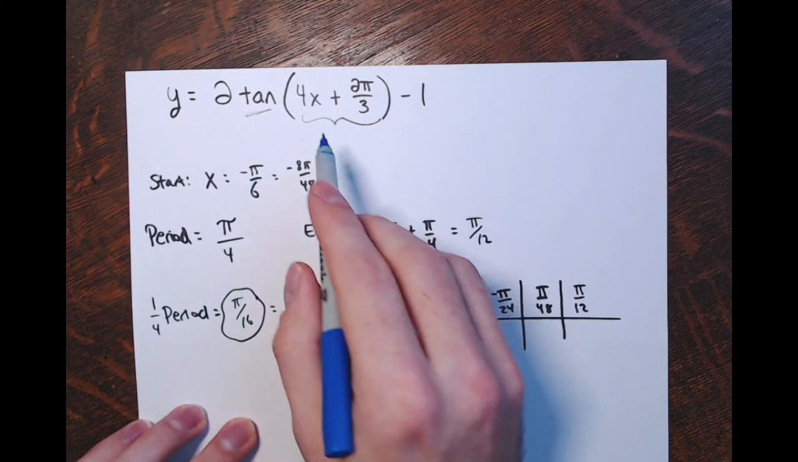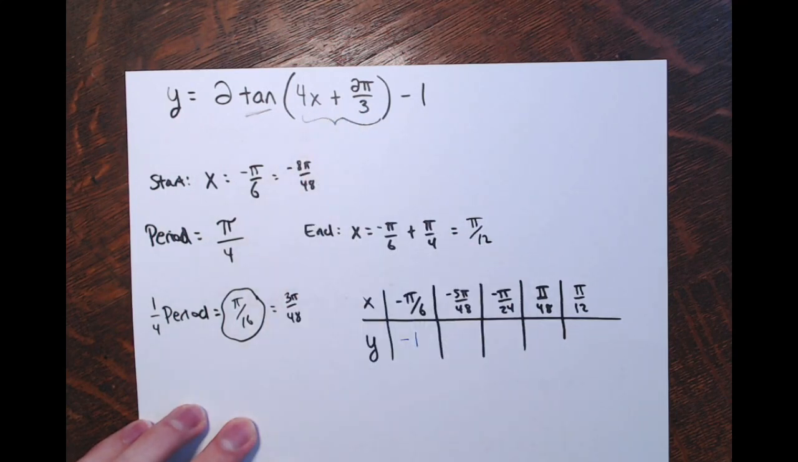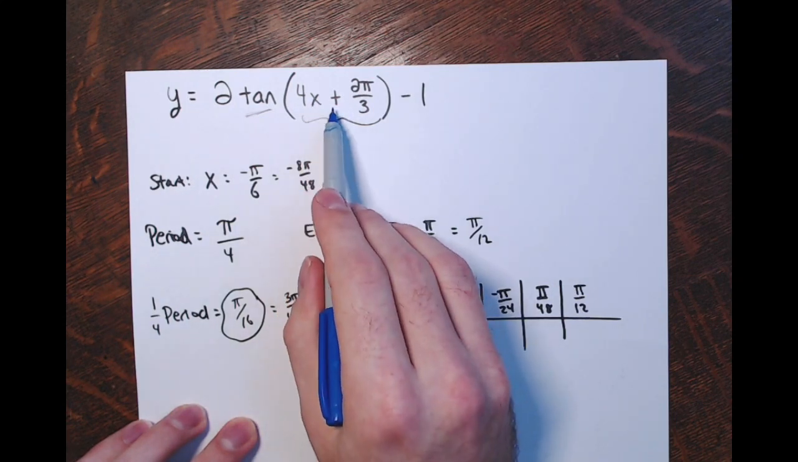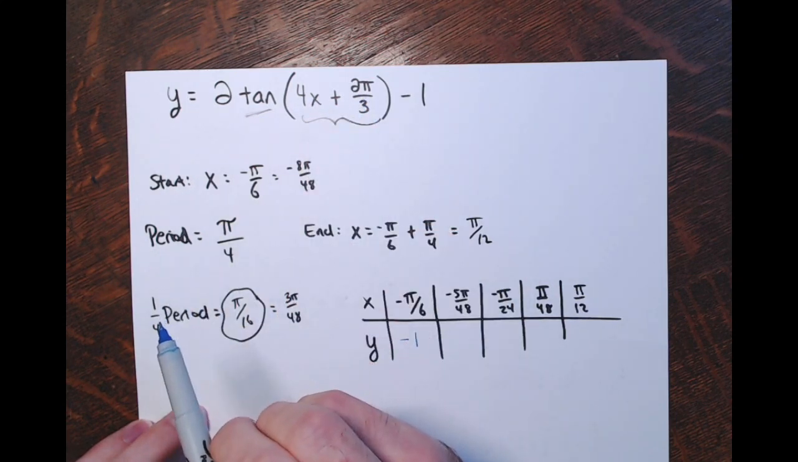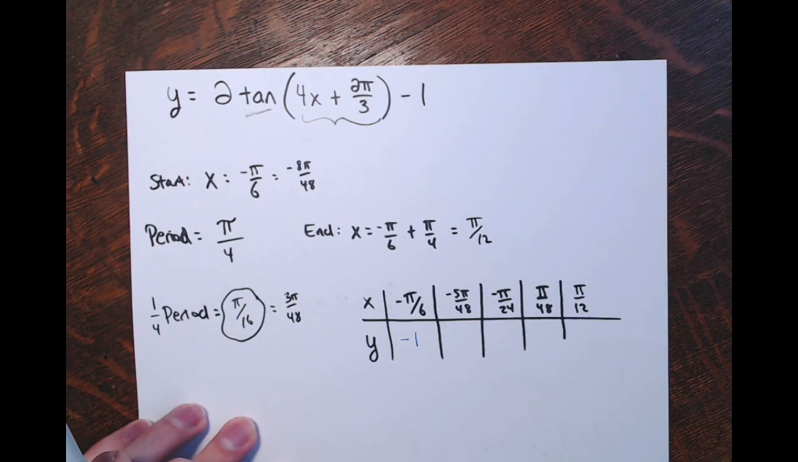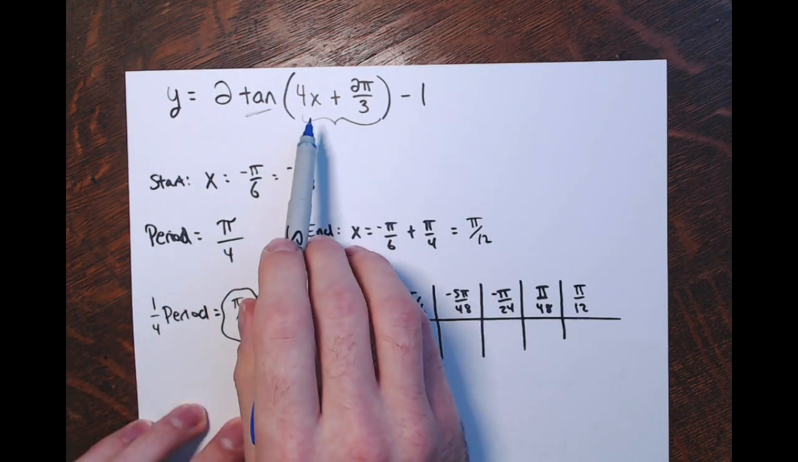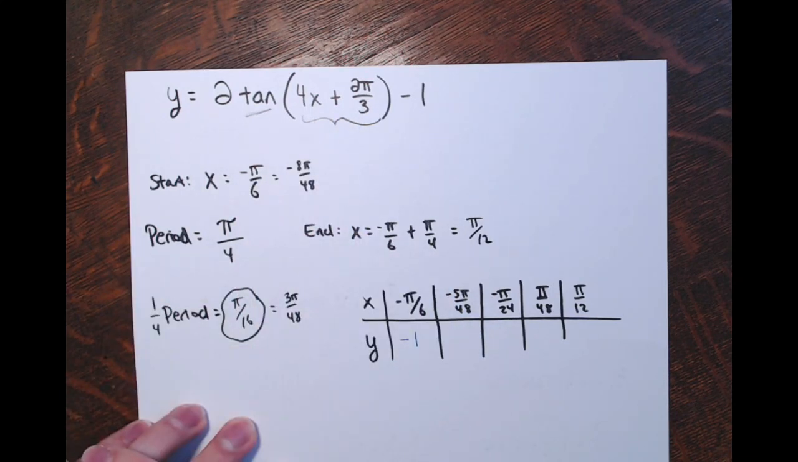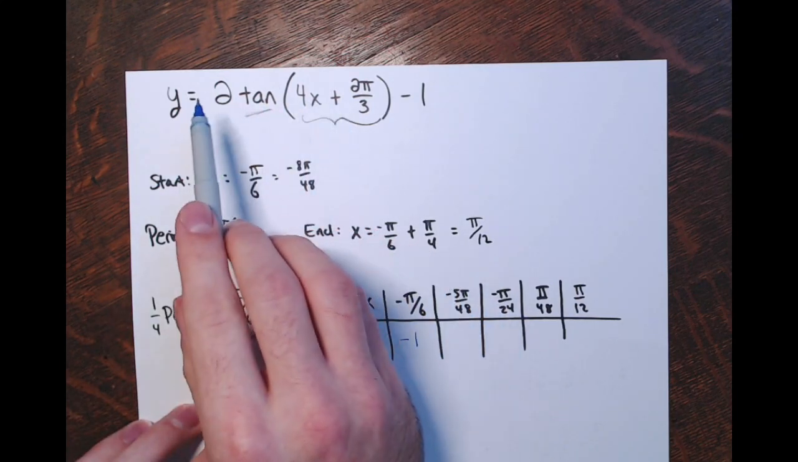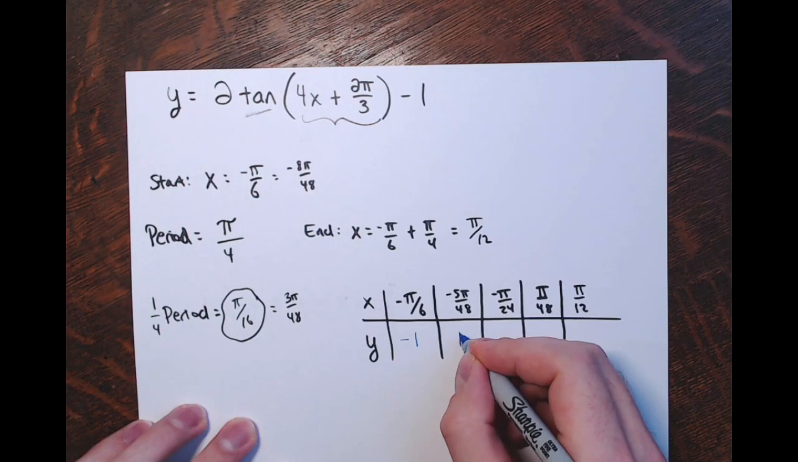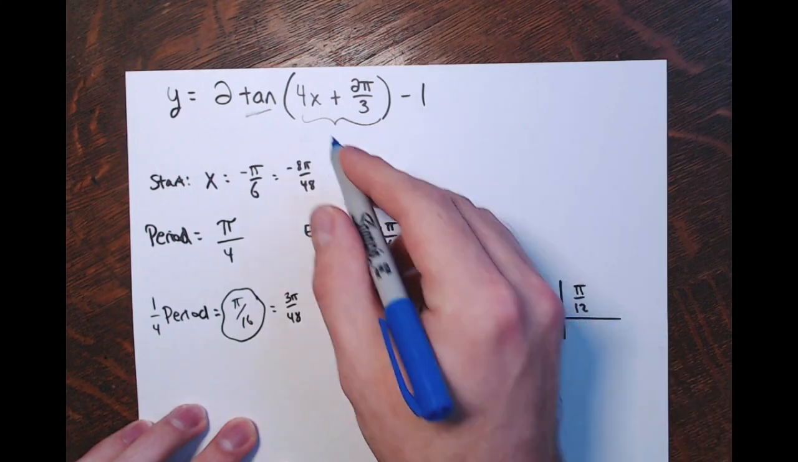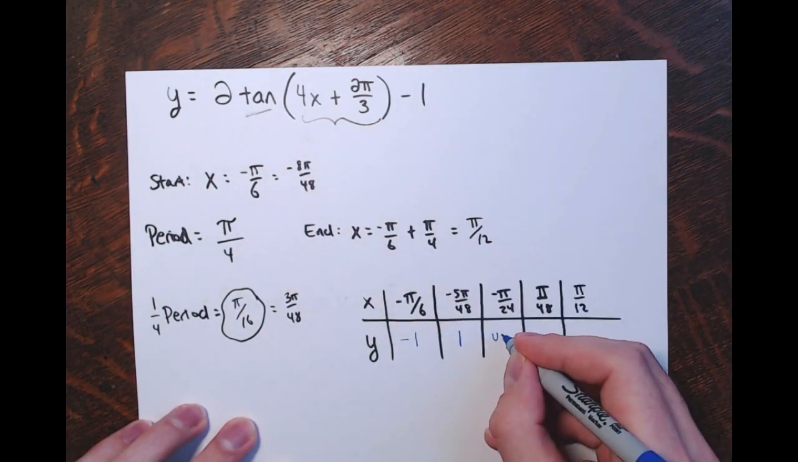Plugging this in, again, you can simplify if you wish, but you're going to get the tangent of pi over 4. Because it'd be negative 5 pi over 12 plus 8 pi over 12 would be 3 pi over 12, which is just pi over 4. The tangent of pi over 4 is 1, times 2 minus 1 would be positive 1. Here you plug this in, you're going to get the tangent of pi over 2, which is undefined.